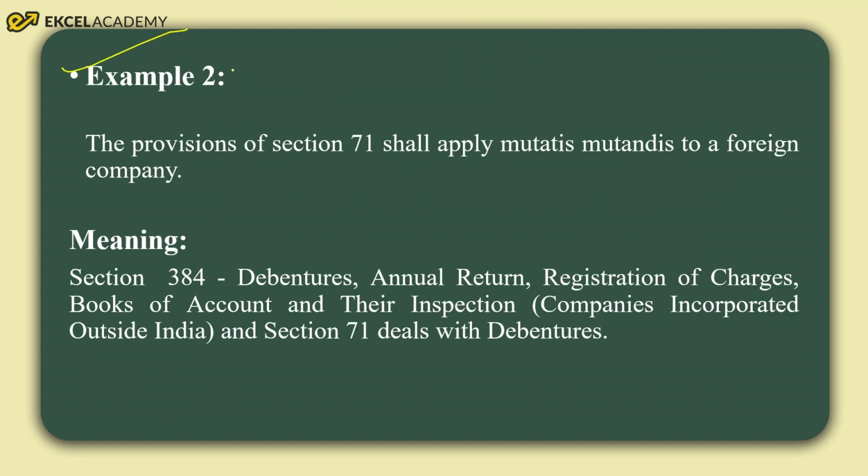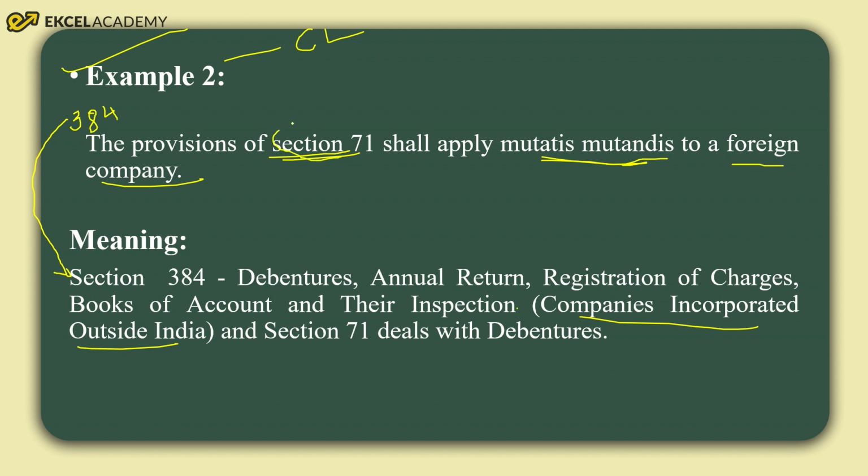Let's have a look at example number 2. This example is from company law. Section 384 of the Companies Act 2013 deals with debentures, annual returns, registration of charges, books of accounts and their inspection. This is with respect to companies which are incorporated outside India. So, Section 384 is provisions for companies incorporated outside India, and one clause of Section 384 states that the provision of Section 71 shall apply mutatis mutandis to a foreign company.